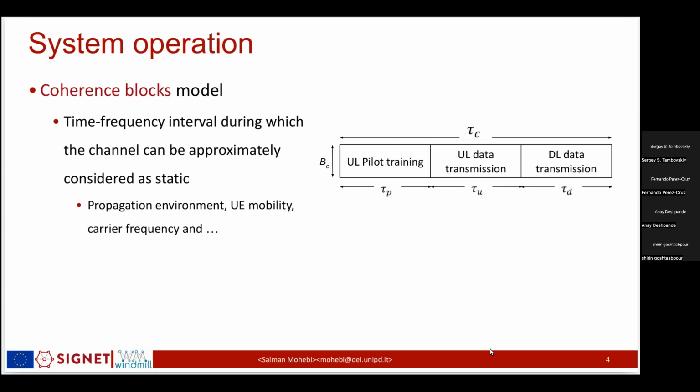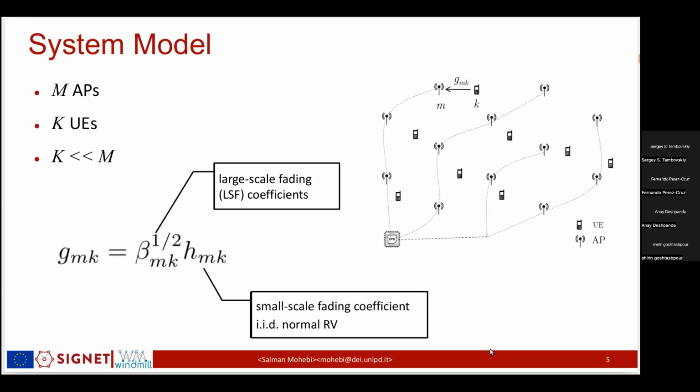We consider the uplink and downlink channels are basically the same. As an example, we have M access points and K users. We know the number of users is relatively smaller than the number of access points. The channel between user equipment K and access point N is composed of a large-scale fading coefficient and a small-scale fading coefficient at the same time.